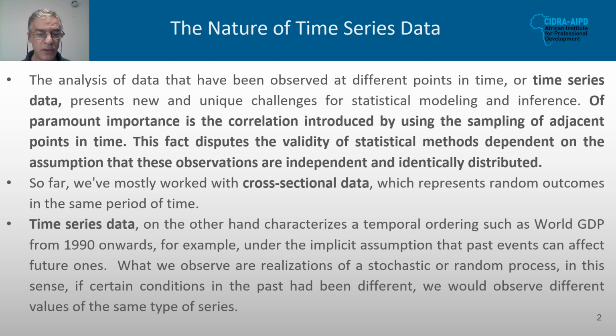So far, we have mostly worked with cross-sectional data, which represent random outcomes in the same period of time. Time series data, on the other hand, have a temporal order, such as world GDP from 1919 onwards, for example, under the implicit assumption that past events can affect future ones. What we observe are realizations of a stochastic process. In this sense, if certain conditions in the past had been different, we would observe different values of the same time series.